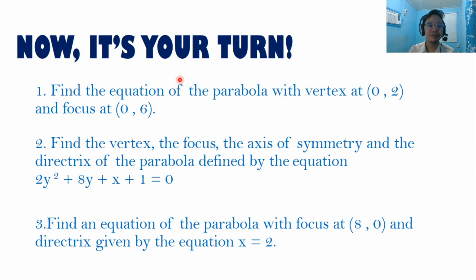Now, it's your turn. Number 1, find the equation of the parabola with vertex 0, 2 and focus at 0, 6. Number 2, find the vertex and focus and also the axis of symmetry and the directrix of the parabola defined by the equation 2y squared plus 8y plus x plus 1 equals 0. Number 3, find an equation of the parabola with focus at 8, 0 and directrix given by the equation x equals 2.